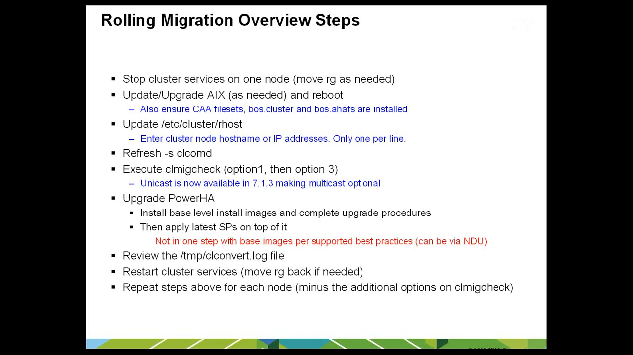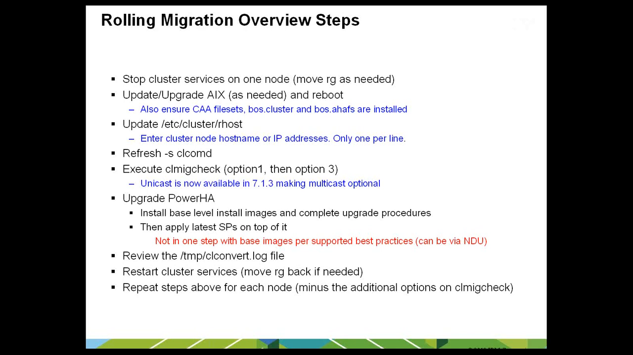So option 1 will actually just check the ODM. Option 3 says enter the multicast address if you want to use multicasting. However, in 7.1.3, the unicast option is now available, so multicasting is no longer required. If you've seen 7.1.1 or 7.1.2, multicast was the only option, so you had no choice.